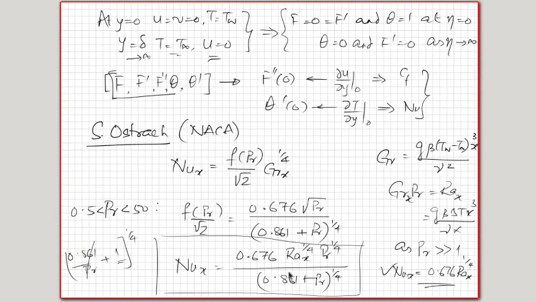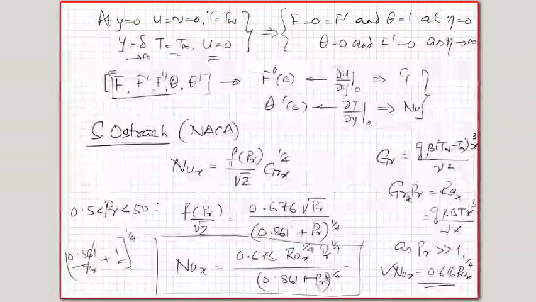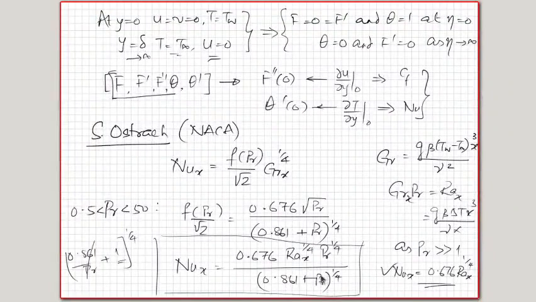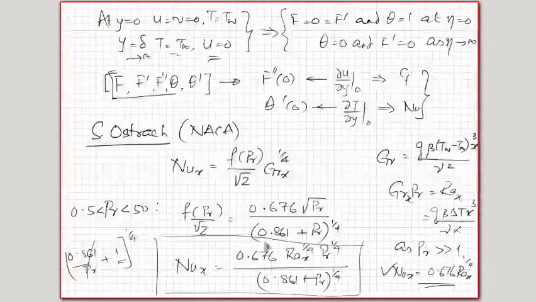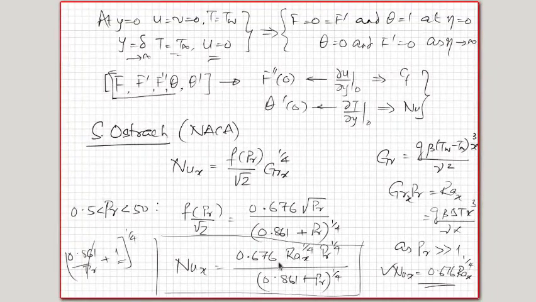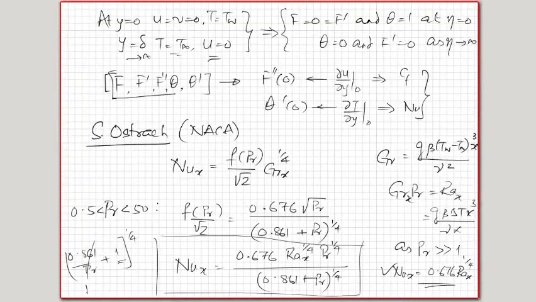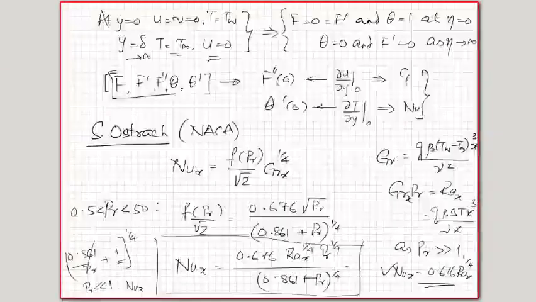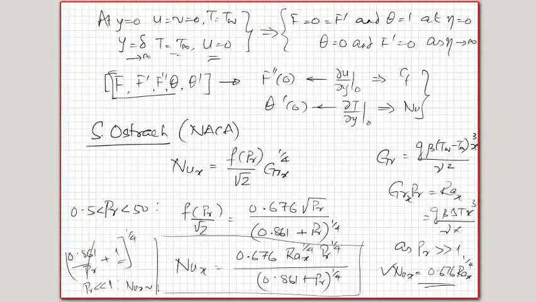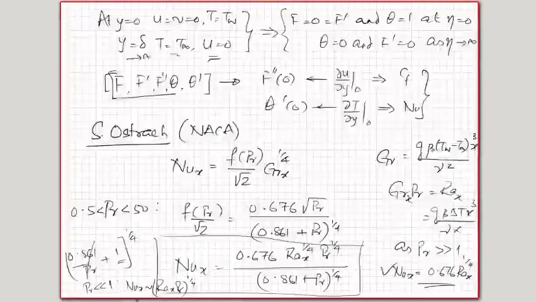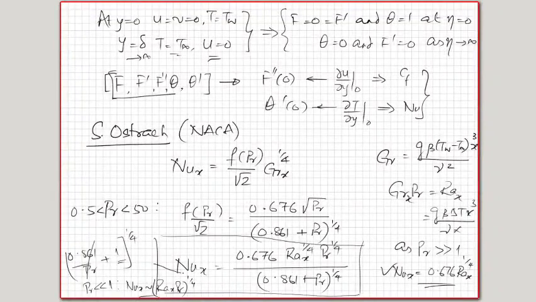So if you look at this expression, when Prandtl number is much less than 1, this is much less than this term, so this can be omitted. So you will have 0.861 raised to the power of 1 by 4. You divide this 0.676 by that, you get a number multiplied by Ra_x Pr, the whole thing raised to the power of 1 by 4. So for Prandtl number much less than 1, you get Nu_x is about some constant multiplied by Ra_x Pr, whole thing raised to the power of 1 by 4, which is also confirmed from our order of magnitude analysis.